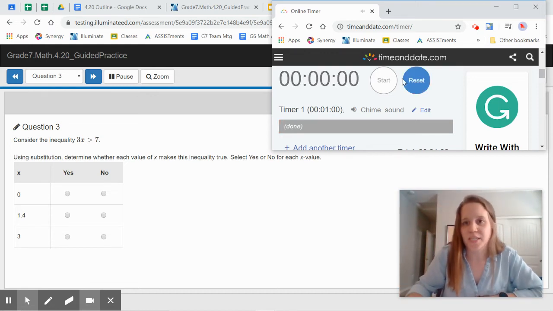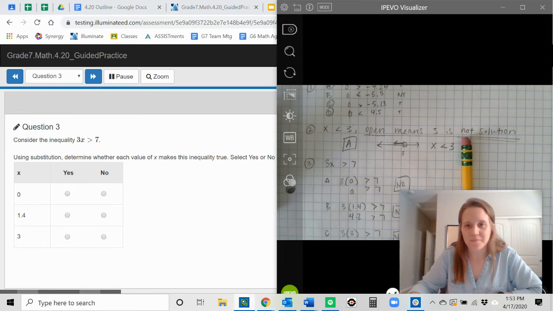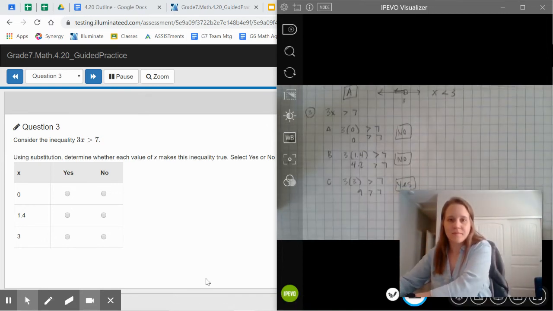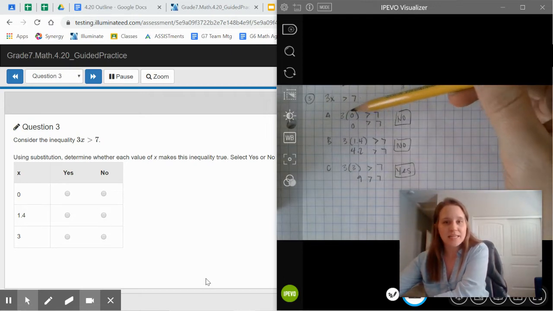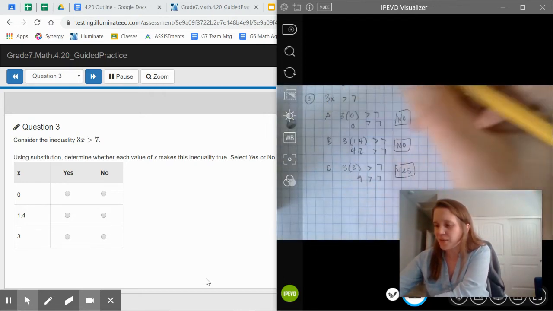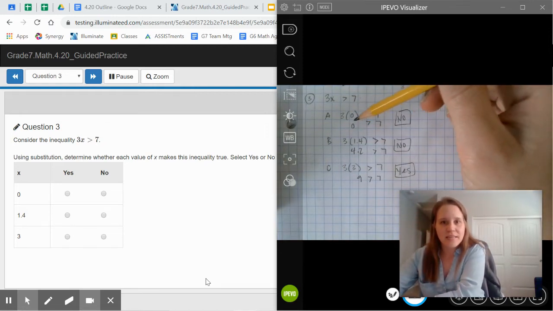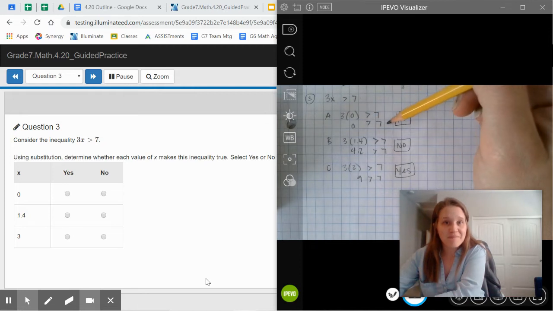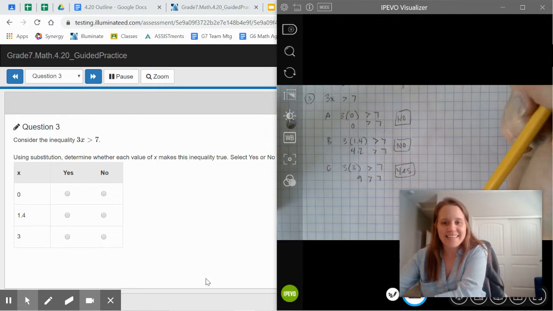When I say substitution, what I mean is plug in the possible solution into the inequality 3x is greater than 7. So here's what that looks like. Here is my inequality statement. Here's my substitution work. I just plugged in that first solution. These were not labeled A, B, and C, but label them however you like. 3 times 0 is 0. Is 0 greater than 7? No way. 0 is smaller than 7. I got no, no, then yes.